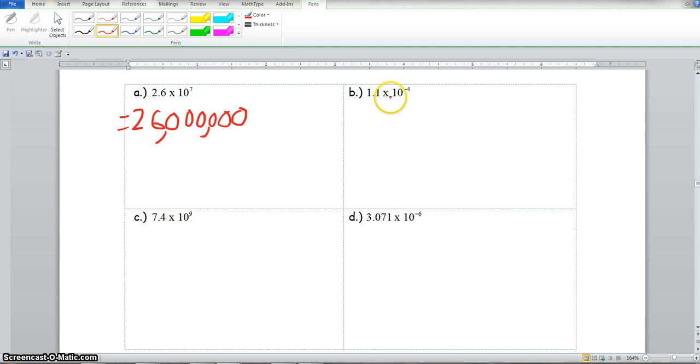We have 1.1 times 10 to the negative 4 power. We know we'll move this decimal to the left 4 places. So it'll be 0.0011.